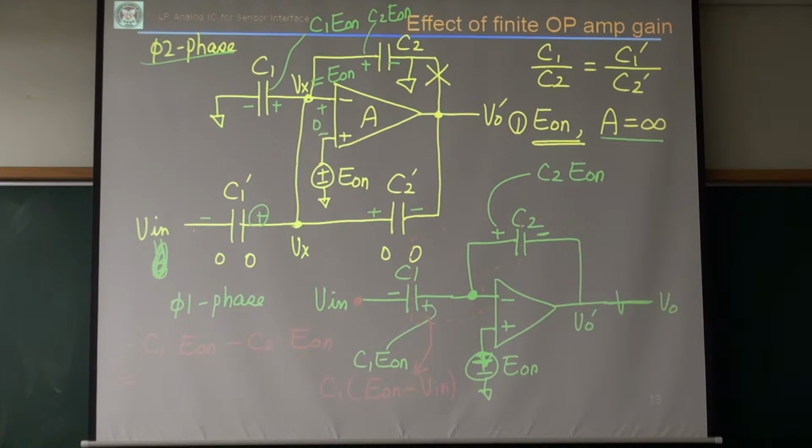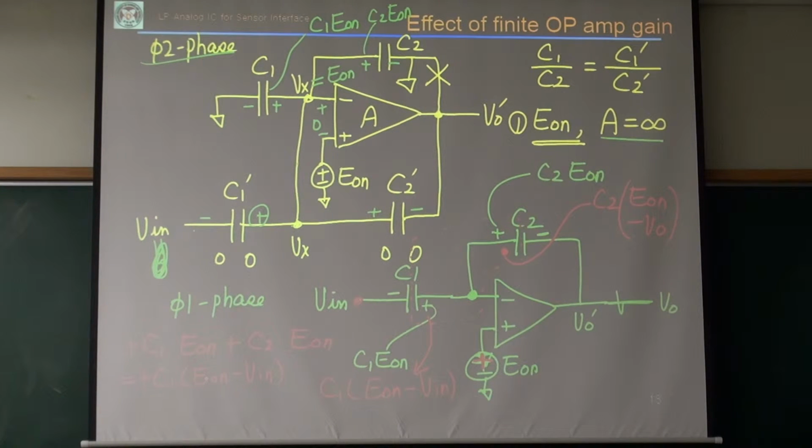At the end of phi1 phase, this charge must be C2 Eon minus Vo, right? Okay. So this charge will be Eon minus Vin. That charge is C2 Eon. Is it C plus? Oh yeah, sorry, should be positive. Eh? Oh, how come there is a negative? Oh, that's okay. The different notation.